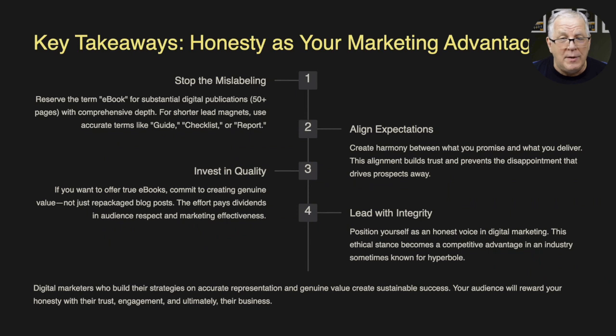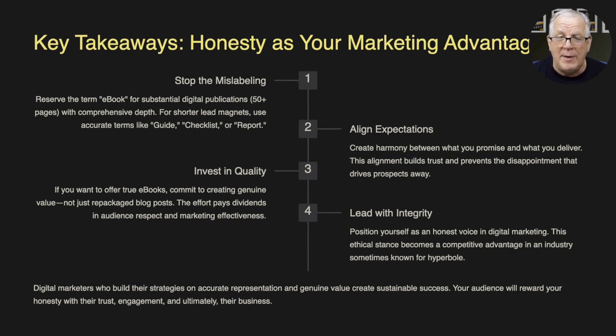Key takeaways. Honesty as your marketing advantage. Let me leave you with 4 actionable steps you can implement immediately to transform your content marketing approach. First, stop the mislabeling. Reserve the term ebook for substantial digital publications, 50 or more pages with comprehensive depth. For shorter lead magnets, use accurate terms like guide, checklist, or report. This simple change will immediately improve user satisfaction.